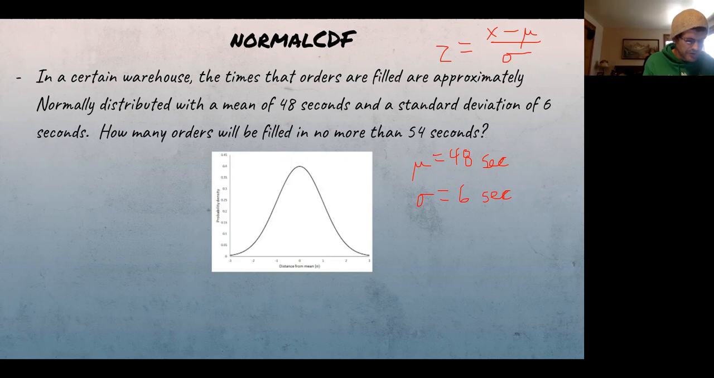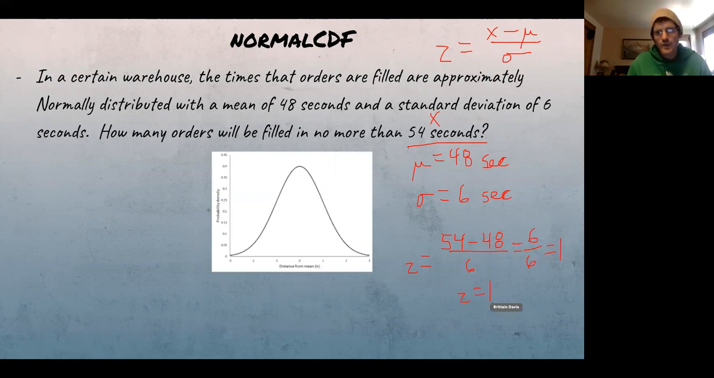All right, how many orders will be filled in no more than 54 seconds? Now this one's pretty nice because if I plug these numbers in, 54 is the data point of interest. That's our X here. Minus the mean divided by 6 gives us 6 divided by 6, which is just 1. We have a z-score of 1 here.